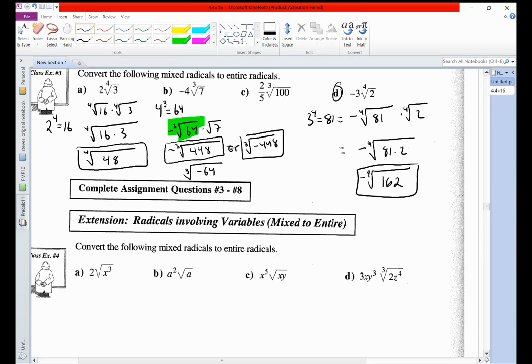Awesome. That's it for this lesson, converting mixed radicals into entire radicals. It might seem pretty straightforward, but you definitely should practice so that you can feel super confident with this. And if it doesn't seem straightforward, we're gonna have lots of time in class to work on it.